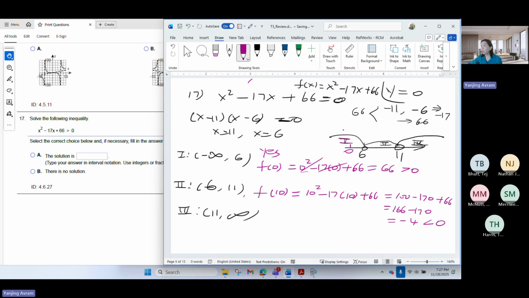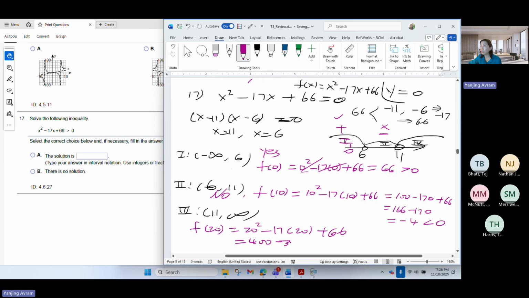All right. So this one is positive, this one is negative. This one is a solution, this one is not a solution. So no, this interval is not a solution. Okay, and then we can check the third interval. I will pick, like I said, 20, easier to calculate. So this will be 20 squared minus 17 times 20 plus 66, and that's 400 minus 340 plus 66. So you can see this one is positive.